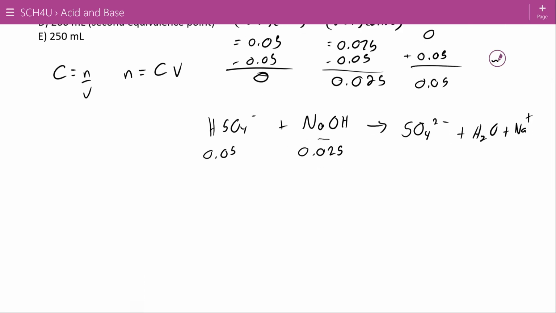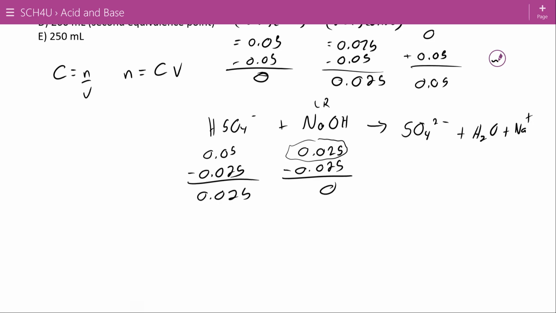So now in the secondary process, this is going to be the limiting reagent. So I will react that away until it is all gone. And what I'll see is when I do that reaction, I'll be left with some HSO4 minus. Now don't forget that as I react that 0.025 moles of sodium hydroxide away, I'm actually creating 0.025 moles of sulfate.